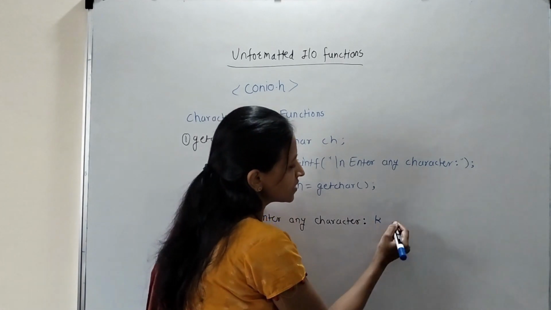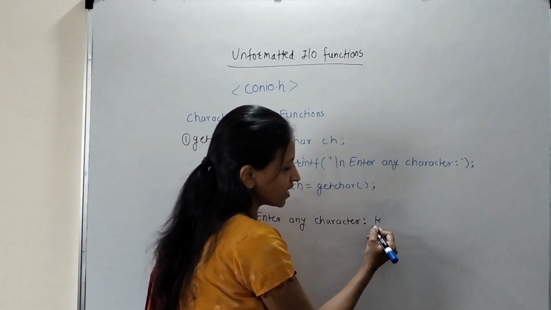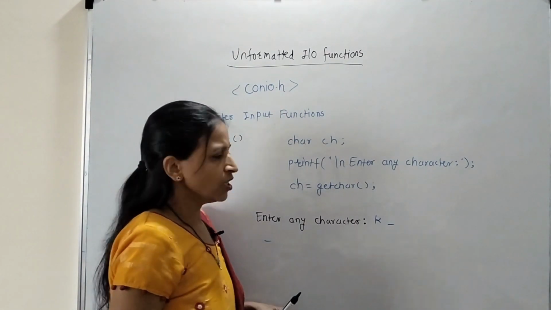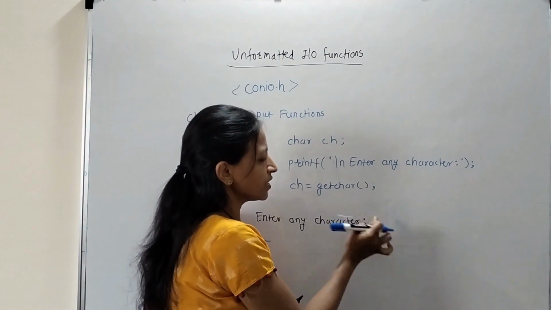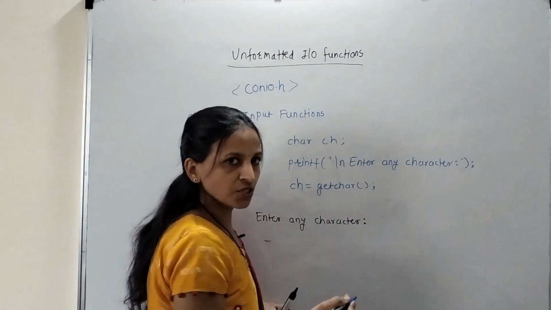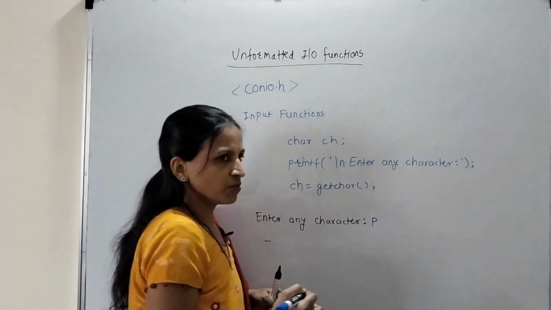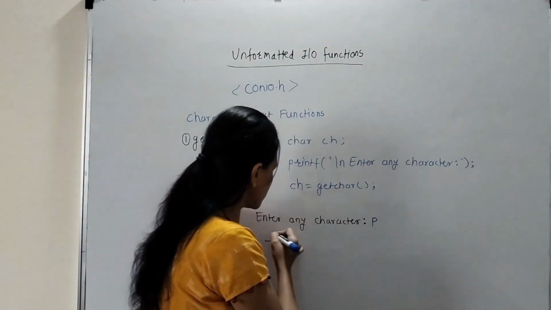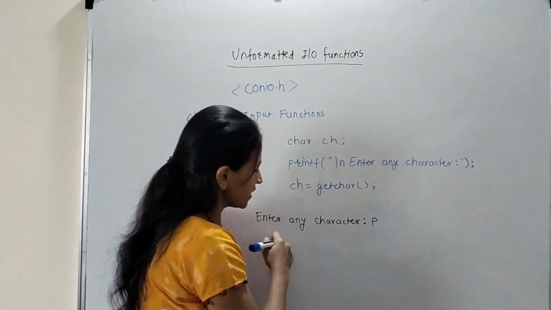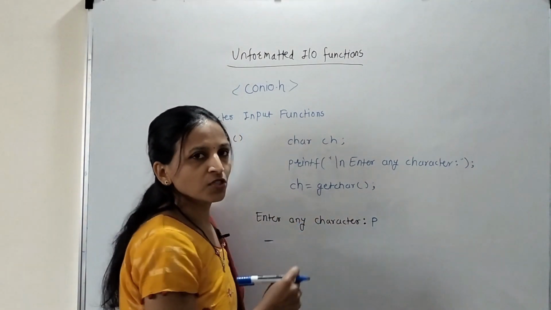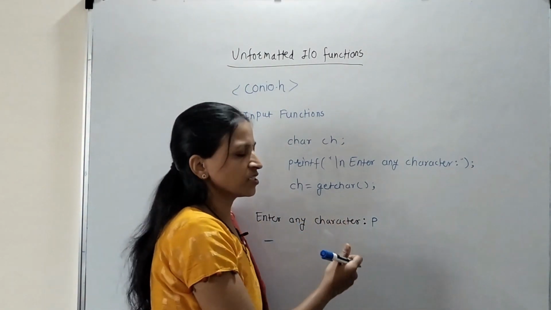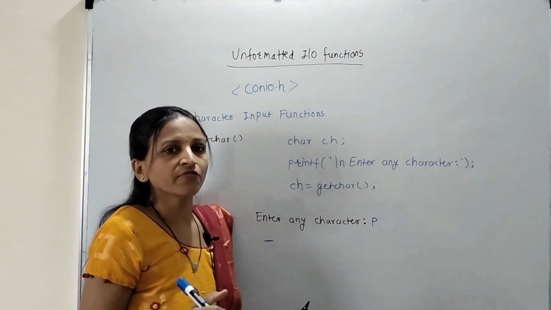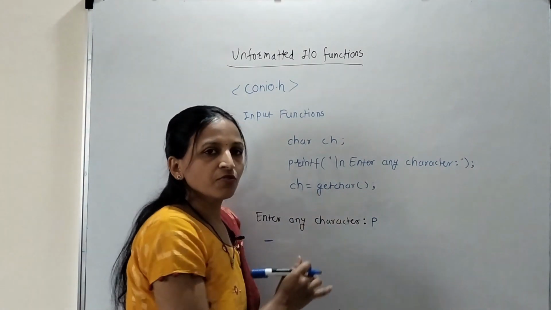Suppose before pressing the enter key, the user has typed k and at that moment wants to change that character, the user can do that. The user will press the backspace key, and that character will get removed. Again the user can enter any other character. Suppose the user has entered p, then again the user presses the enter key, and that character will get stored inside ch. Now there is no chance to change that, but before pressing enter, the user can modify that character any number of times. This is how the getChar function works.